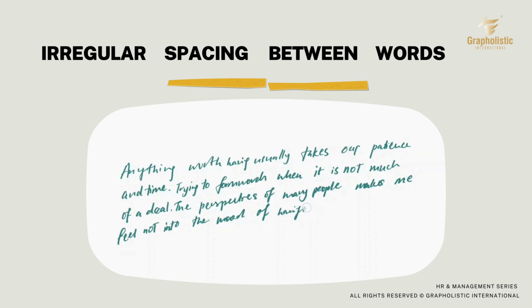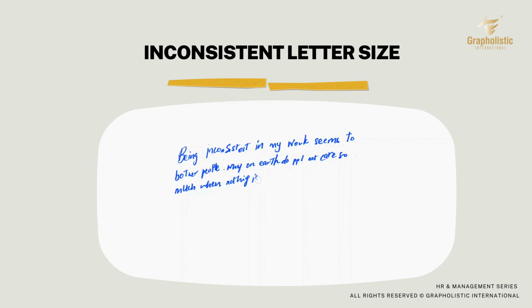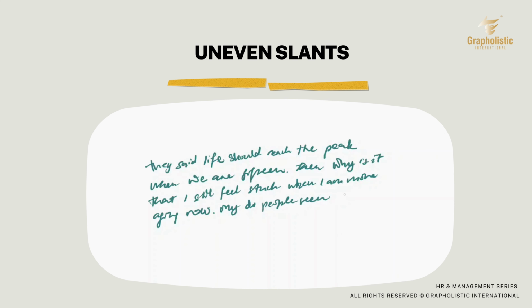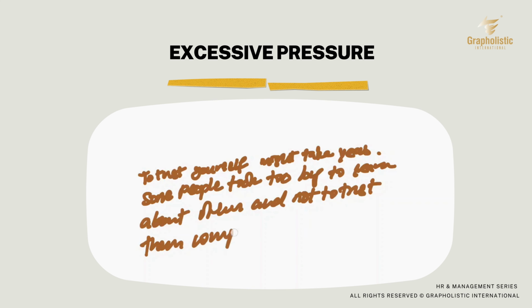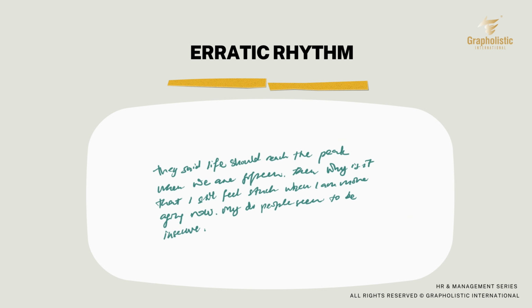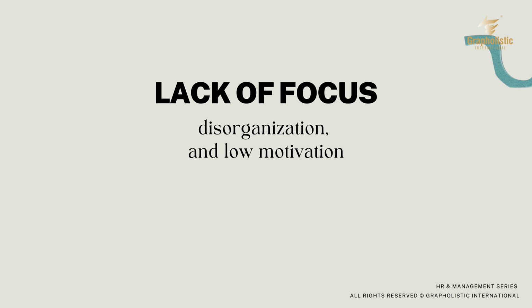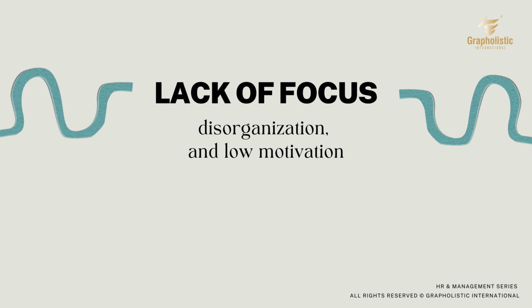For example, they may have irregular spacing between words and letters, inconsistent letter size, and uneven slant. They may also use excessive pressure or have an erratic rhythm in their writing. These characteristics can indicate a lack of focus, disorganization, and low motivation.